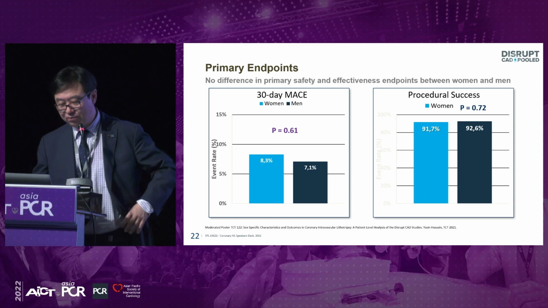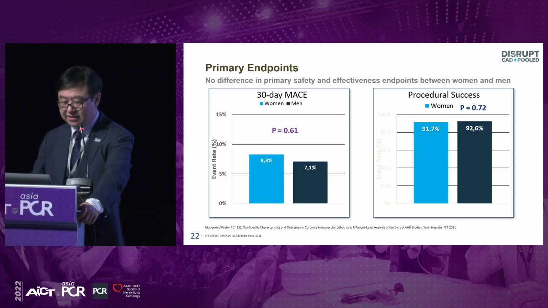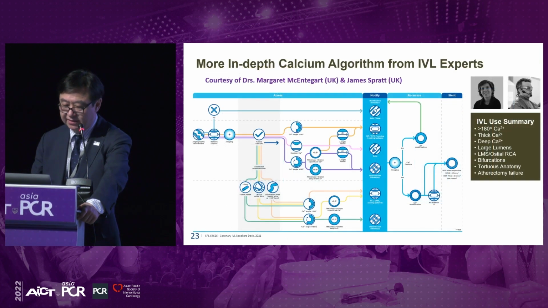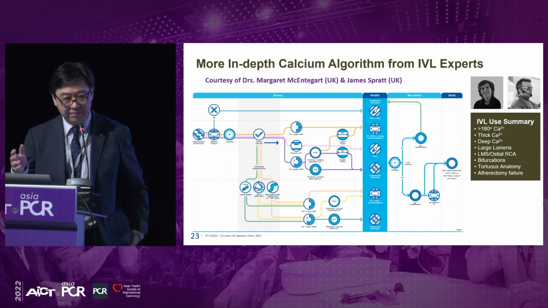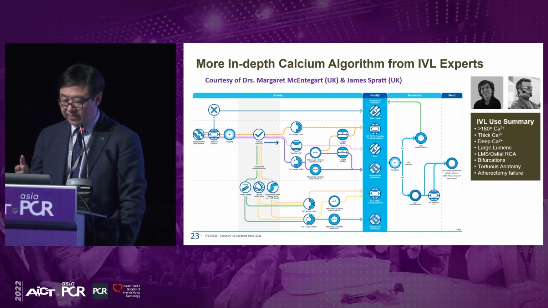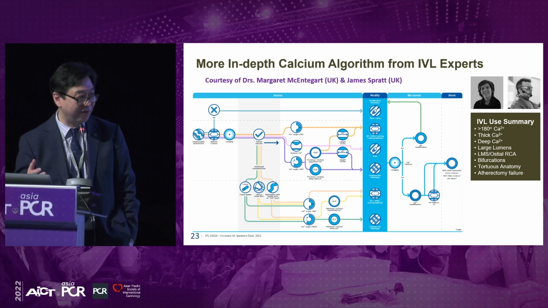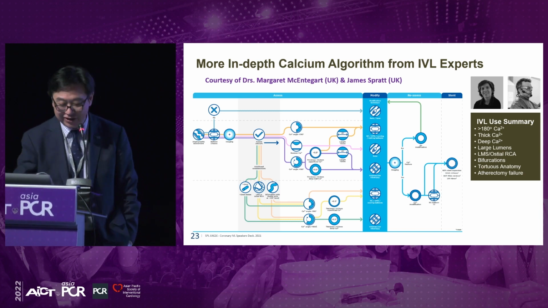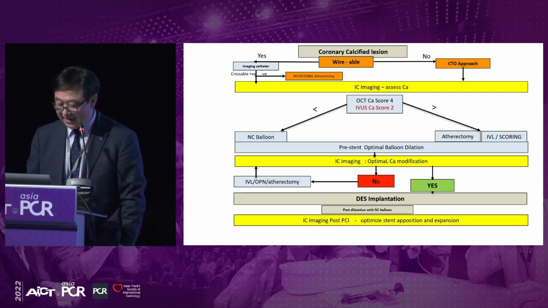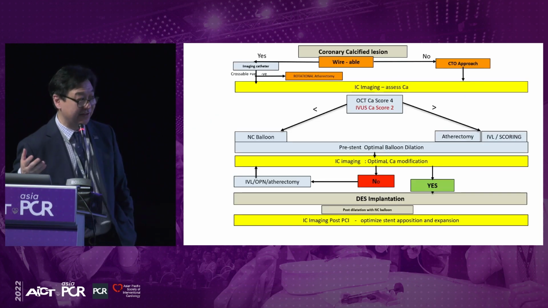So this is also in women. The women subgroup analysis here was consistent with men having a good, low, comparable 30-day MACE rates and procedural success. Let's look at the algorithm. We saw Fahim's algorithm. This algorithm is from Margaret McEntegart and James Spratt, and it looks like a metro map. Unfortunately, metro maps are very hard to read. I don't know which station I want to get off. And I'll show you it's very similar to Fahim's.